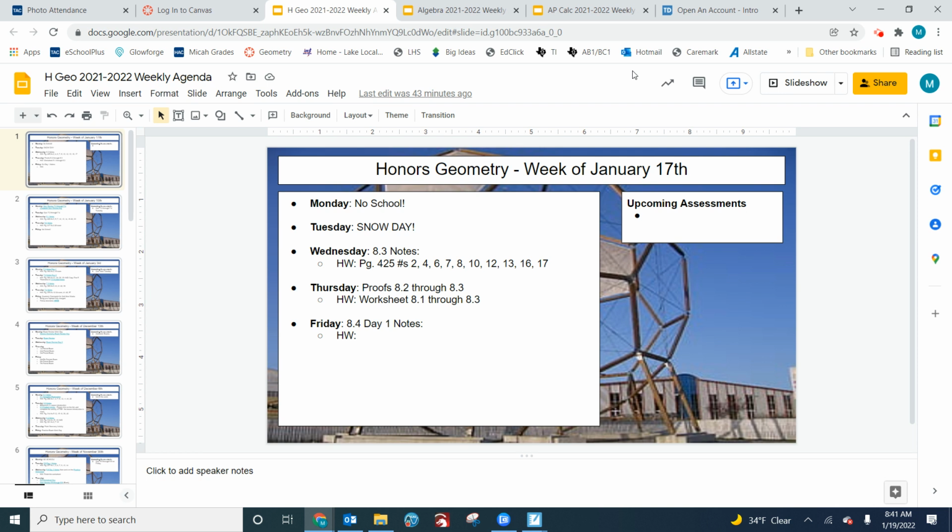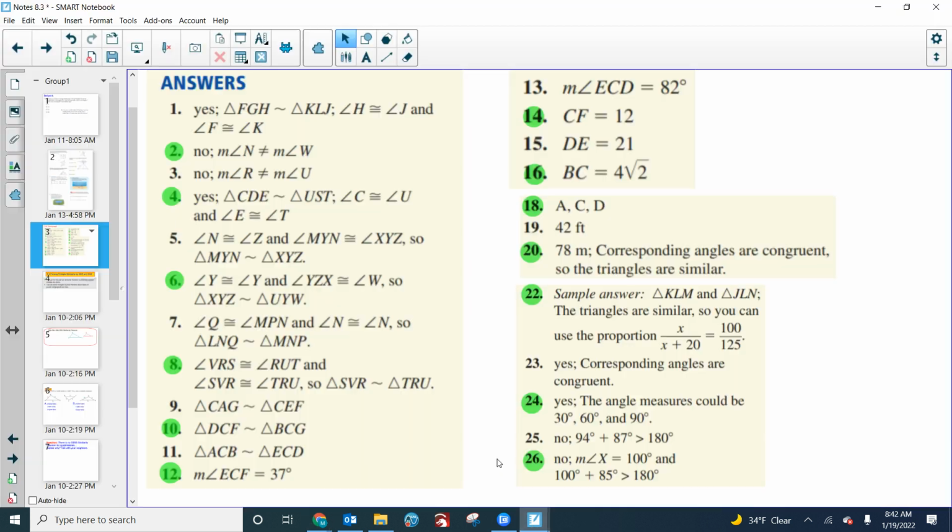And we'll start 8-4 on Friday. We'll finish 8-4 on Monday. Probably a review, then a quiz mid next week. All right, 8-1 through 8-4. So we checked the homework.